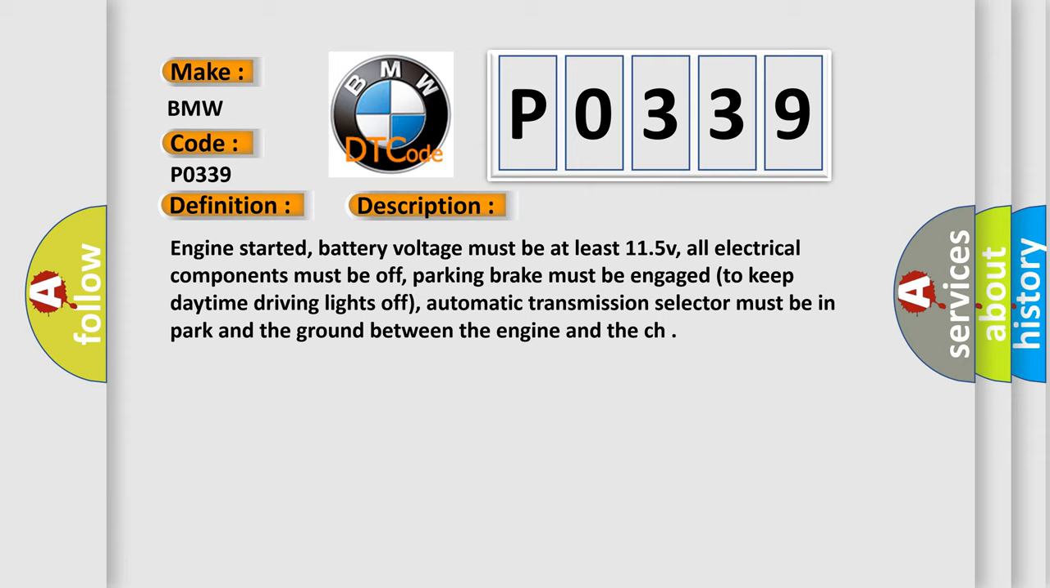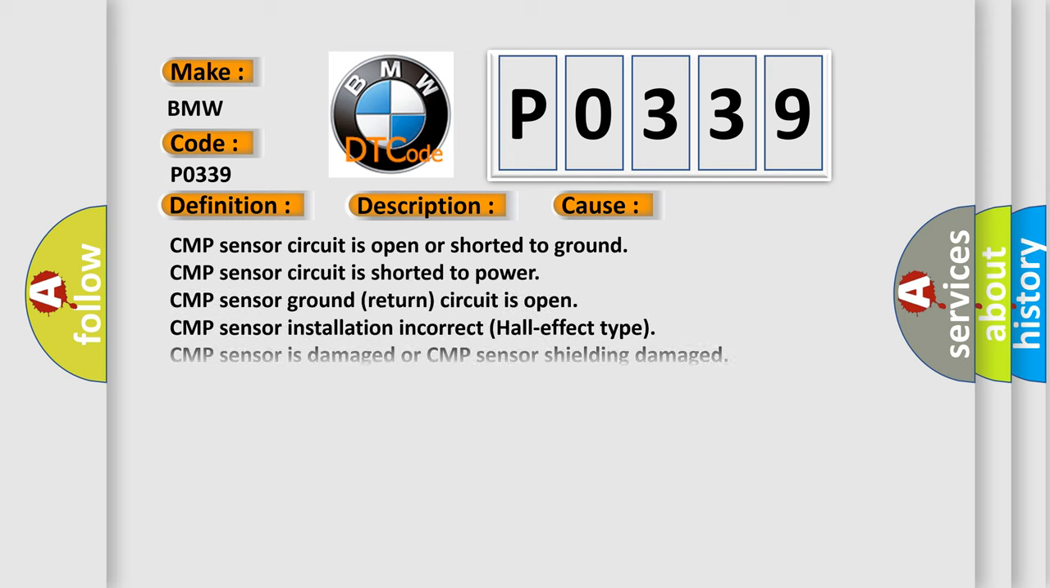Engine started, battery voltage must be at least 11.5V, all electrical components must be off, parking brake must be engaged to keep daytime driving lights off, automatic transmission selector must be in park and the ground between the engine and the chassis. This diagnostic error occurs most often in these cases: CMP sensor circuit is open or shorted to ground, CMP sensor circuit is shorted to power, CMP sensor ground return circuit is open, CMP sensor installation incorrect, Hall effect type CMP sensor is damaged, or CMP sensor shielding damage.